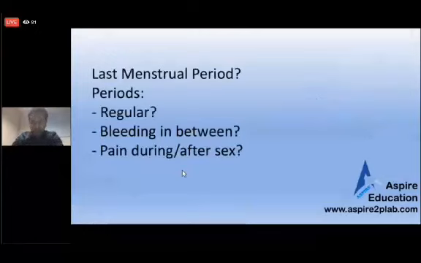Whenever you're prescribing contraception, you always have to make sure the female is not pregnant, and you have to ask about her periods, because the major side effects of contraceptives are irregular menstrual periods. So you always make sure the periods are regular, with no complications, and that she is not pregnant. So what's the last menstrual period? How do you take a menstrual history? When was the last menstrual period? Are they regular? Is there any bleeding between the periods, or any pain during or after sex? This is how we take a menstrual history.